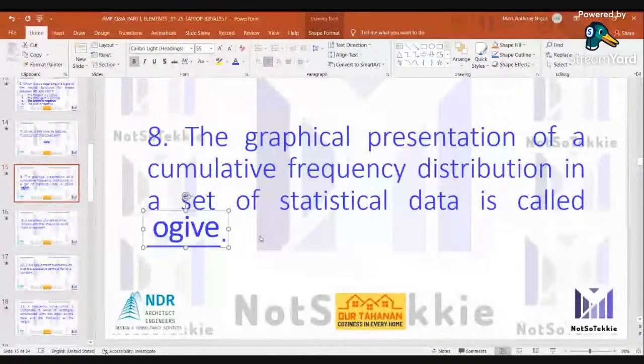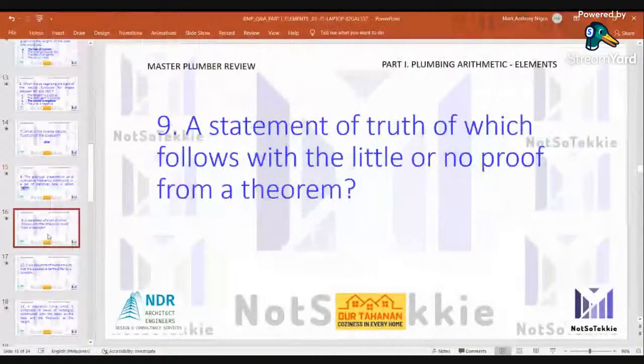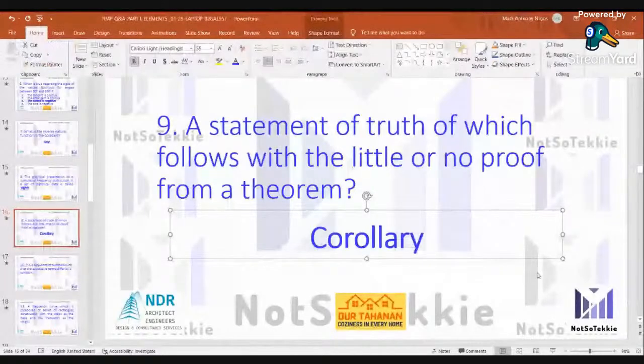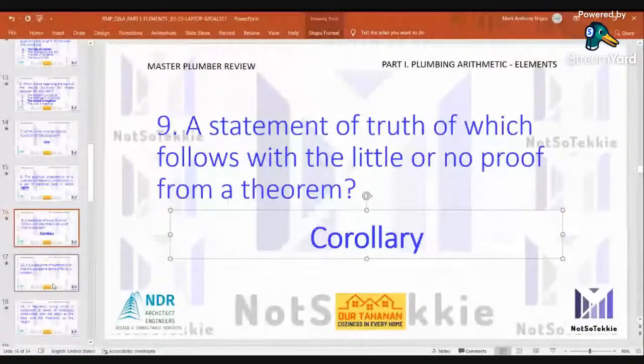Number 9, statement of truth which follows with little or no proof from a theorem. The answer is corollary. Uy, ba't nagkagay na? Ulitin natin number 9. Statement of truth which follows with little or no proof from a theorem. The answer is corollary.